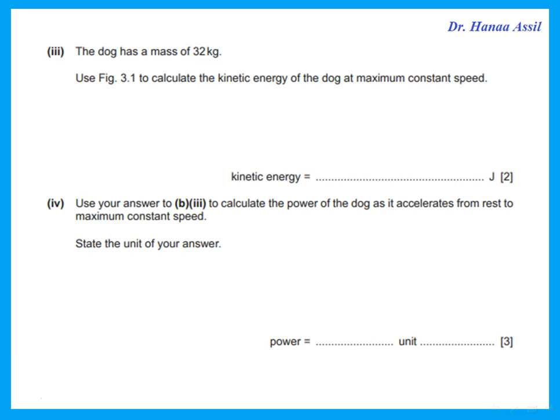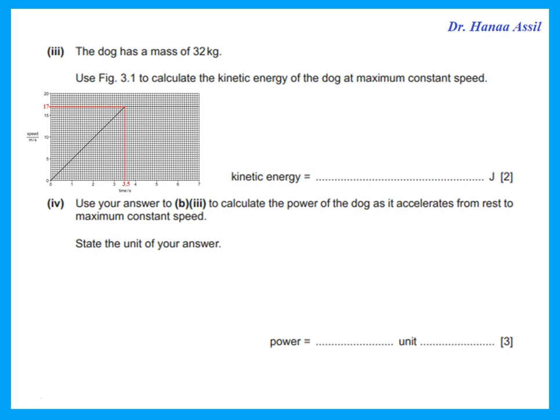The dog has a mass of 32 kilograms. Use the figure to calculate kinetic energy of the dog at the maximum constant speed. Where is the maximum constant speed? That's the speed of 17. How do we get kinetic energy? Kinetic energy is half mv squared, half times the mass, which is 32, times the speed squared. So that is this number in joules, of course.